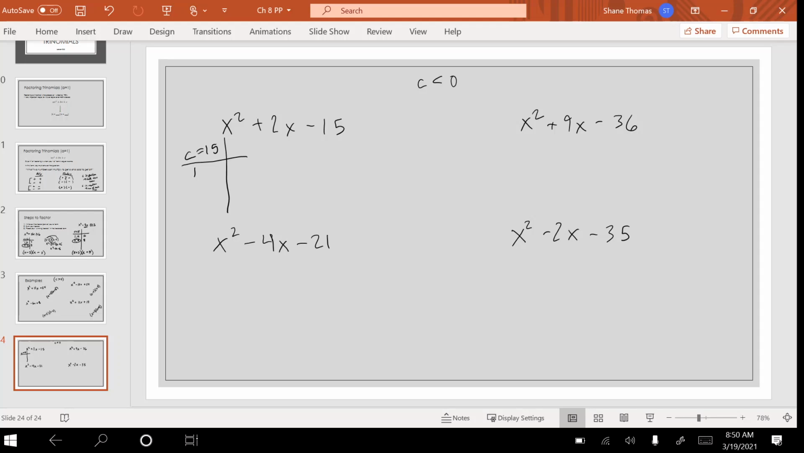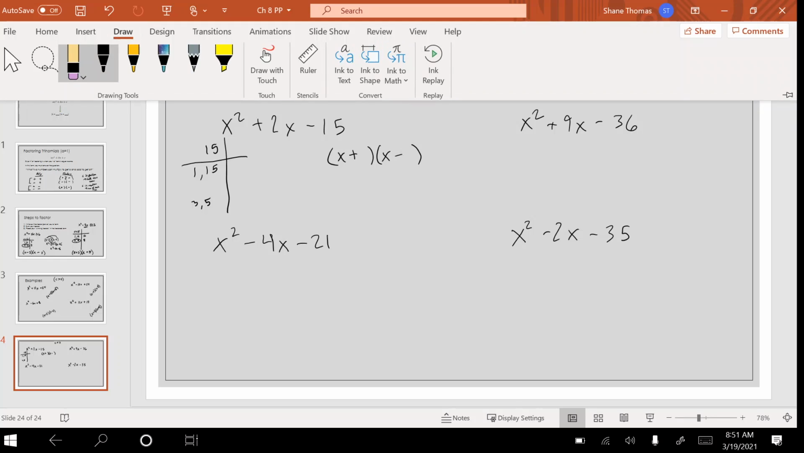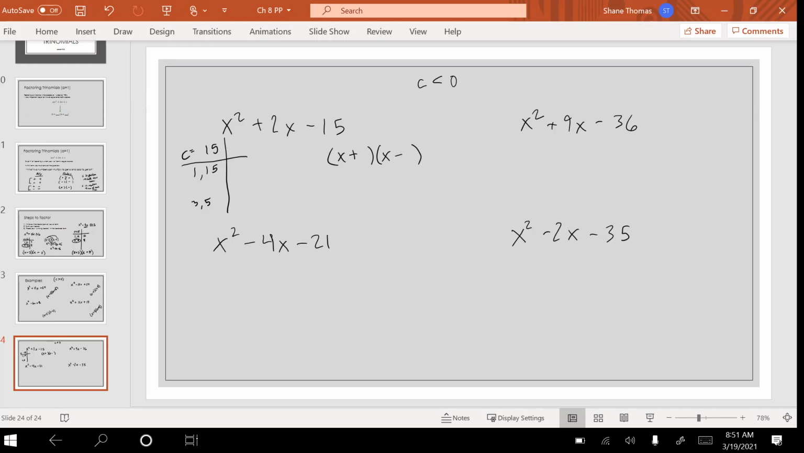3 and 5, 15 and 1. Okay? Now, I know automatically I'm going to have an x minus and an x plus, correct? So one of these has to be negative. I have to account for that in my factors now, because my C is actually negative 15. Make sure you write that with it.